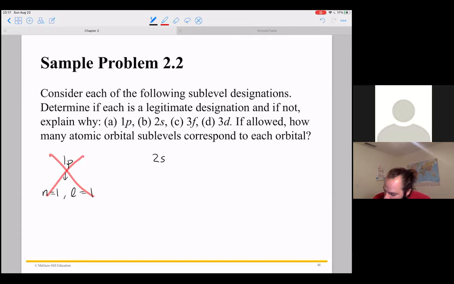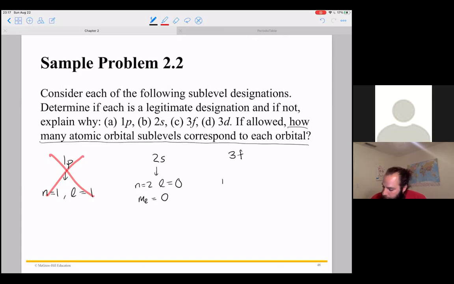That would correspond to n equals 2 and L equals 0. That's legit. So then the second part of this question is how many atomic orbital sublevels correspond to each orbital? So how many different m sub L values do I have? Remember, those go from -L to +L. So in this case, I would just have 1 because that's one m sub L value.